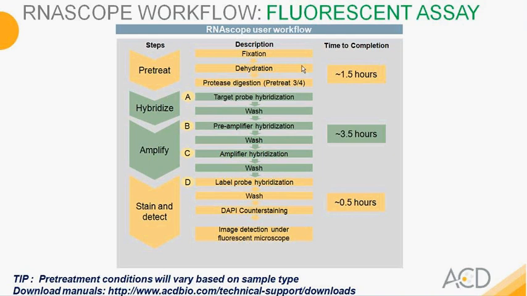The following step is similar to what we've seen before, which is target probe hybridization, washing, preamplifier binding, and a series of amplification steps. In the label probe hybridization, this step is tethered to a fluorescent label. This is followed by a wash step, counterstaining with DAPI, and the image is viewed under a fluorescent microscope.